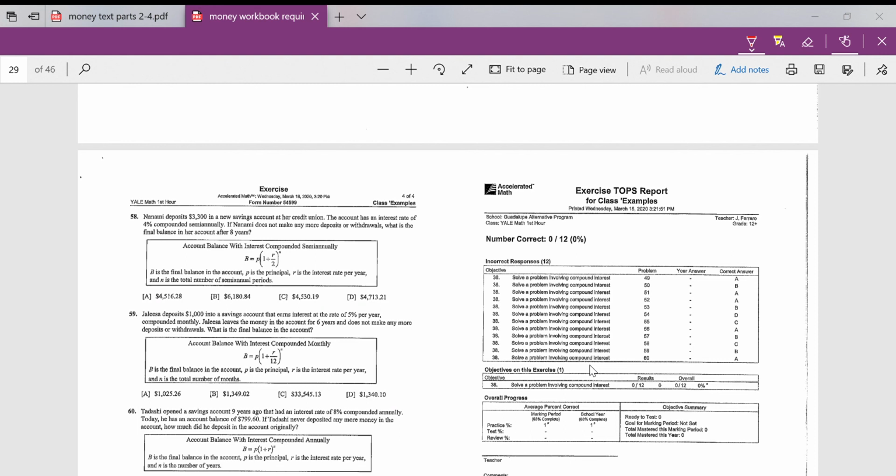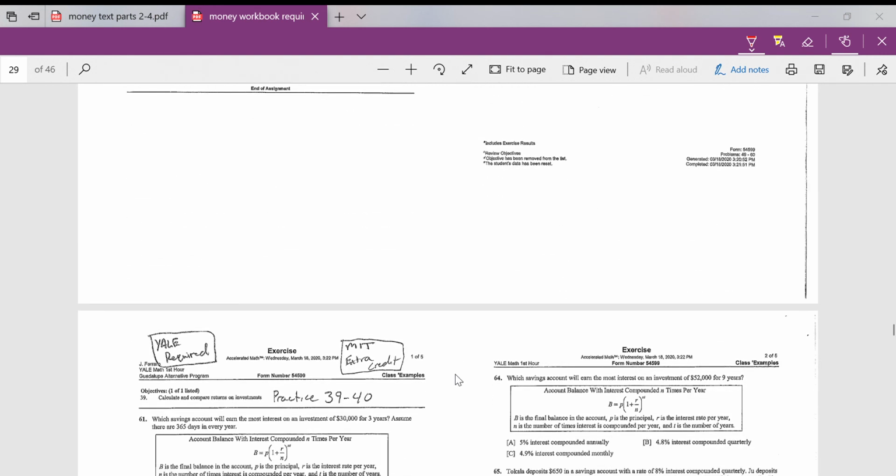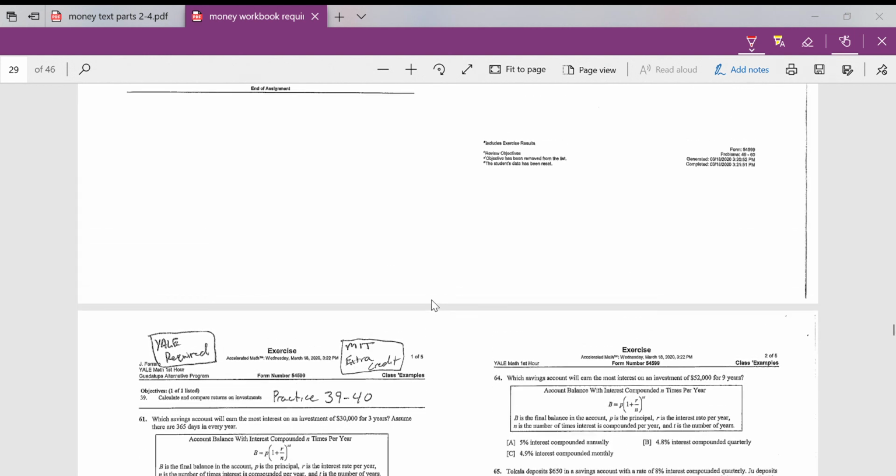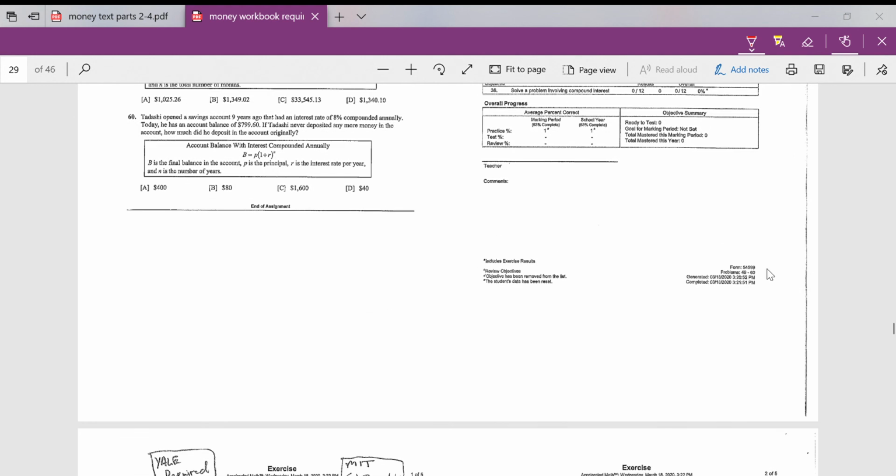Then I will send you the test, and then your next test would be 39 and 40, which is a requirement for Yale, but it's extra credit for MIT. Also look for the video that I will put out right after this about how to use your phone calculator to do the exponents. If you have any questions, let me know.